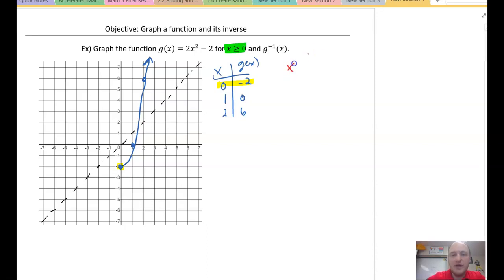Okay, now I want to go ahead and plot g inverse of x. So I just switch my x's and my function values. So -2, 0, 0, 1, 6, 2.